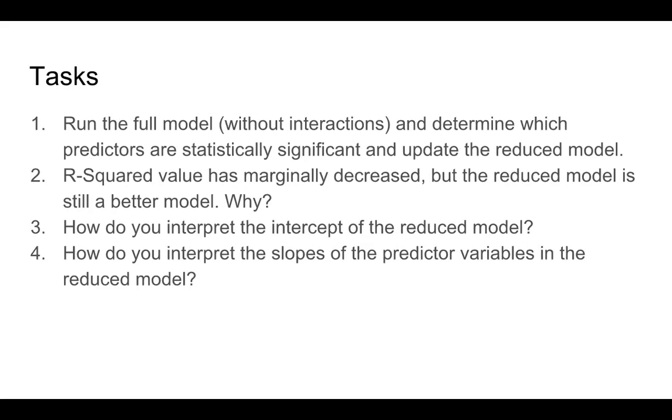I have some tasks for you. I want you to run the full model first without interactions, determine which predictors are statistically significant, and update the reduced model. The full model would imply regressing your y variable, sales price, against appraised value, number of bedrooms, and square footage. So you have 3 predictor x variables and you have sales price as your y. We're giving you 5 minutes for this.